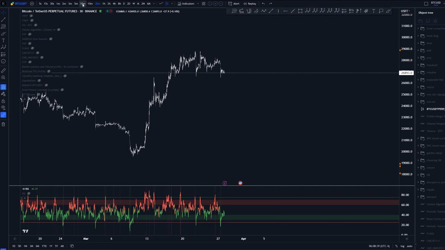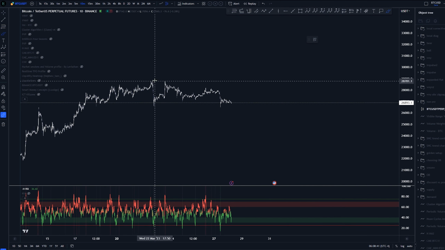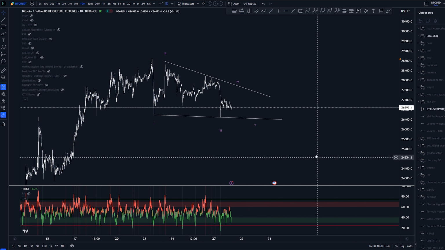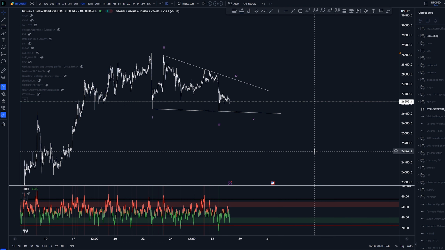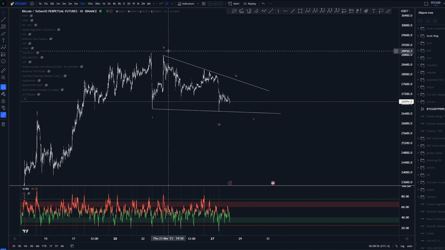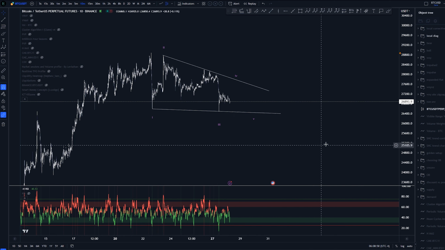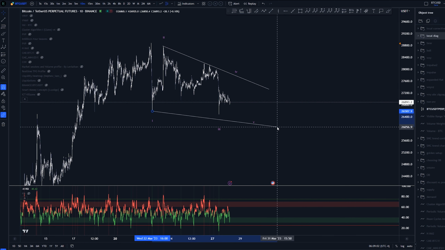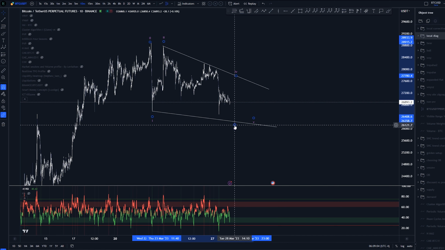Now, let's zoom into the smaller time frames and see what we have from these highs of around the 22nd of March. If we are looking at this one, I think Momo mentioned this as well on Discord. Shout out to him. So a potential 1, 2, 3, 4, and 5. It would be a very shallow diagonal. So there is a chance that the third wave here is actually not finished.